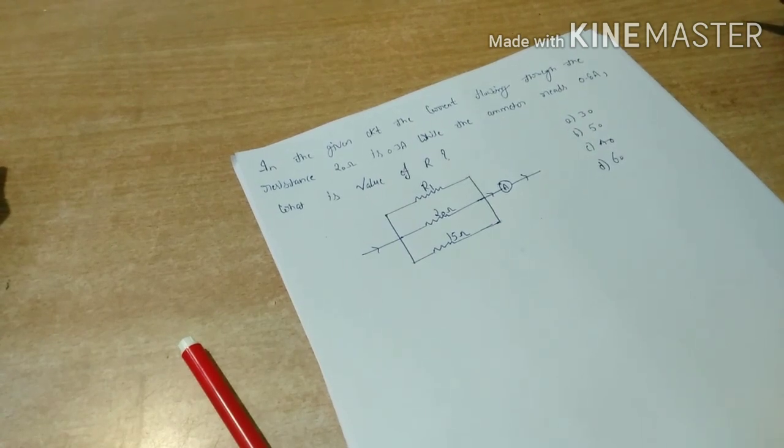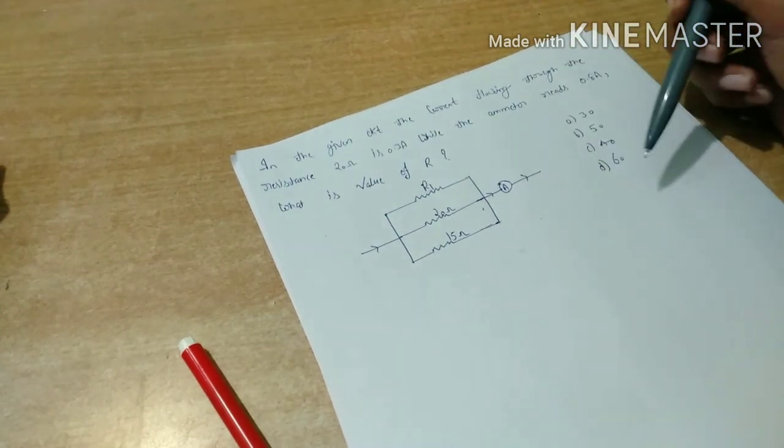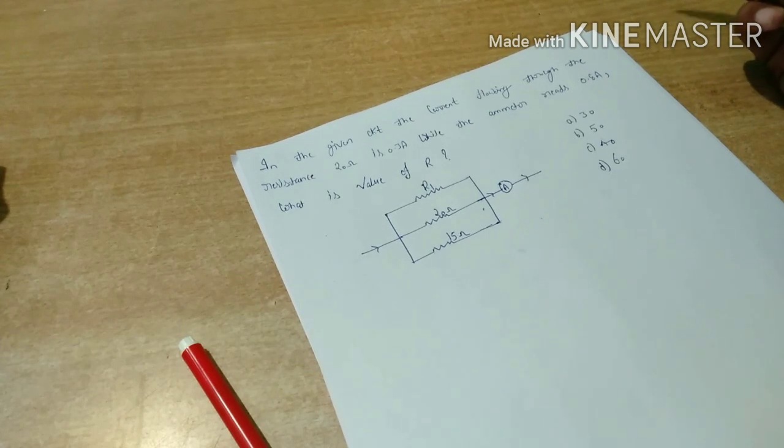Next question is, in the given circuit, the current flowing through the resistance 20 ohm is 0.3 ampere, while the ammeter reads 0.8 ampere. What is the value of R? The circuit diagram is like this. The options are this. So now let's solve the question.